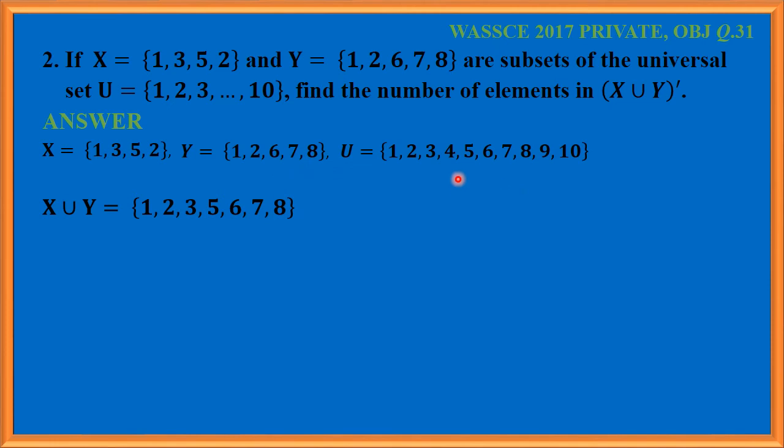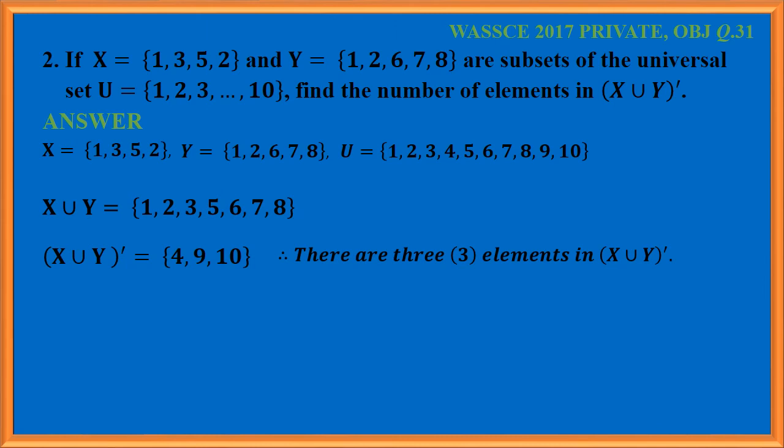So the elements which are in the universal set but cannot be found in X ∪ Y will be 4, 9, and then what? 10. So that gives us (X ∪ Y)' to be 4, 9, and 10. Let's look at the next example. They were saying that we should find the number of elements in (X ∪ Y)'. So the number of elements in (X ∪ Y)' will be 3.